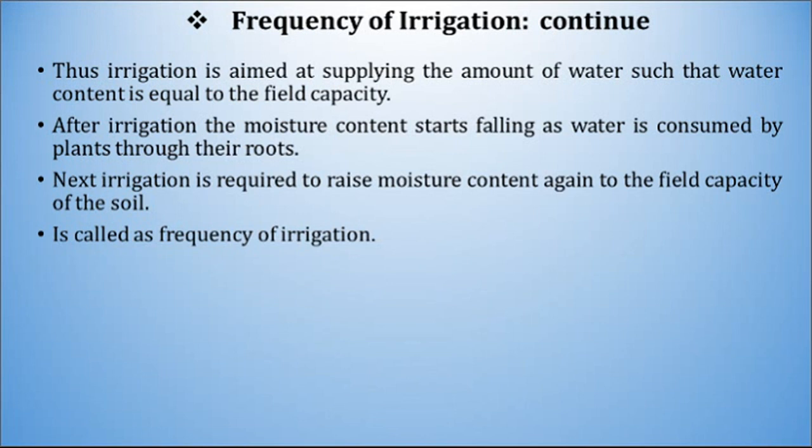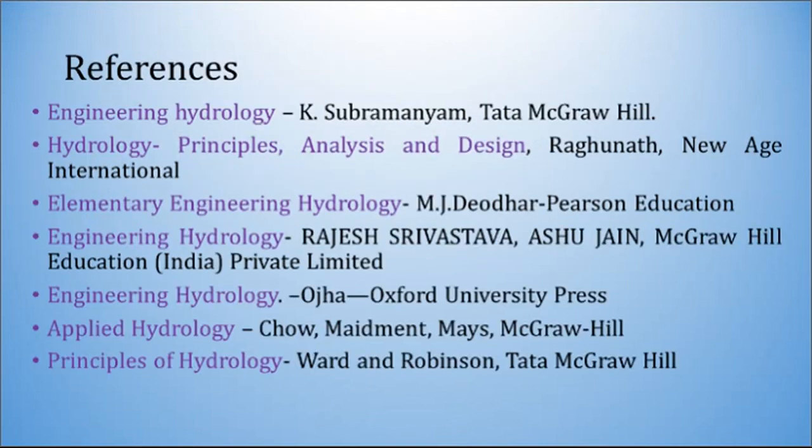Thus, irrigation is aimed at supplying the amount of water such that water content is equal to the field capacity. After irrigation, the moisture content starts falling as water is consumed by plants through their roots. Next, irrigation is required to raise moisture content again to the field capacity of the soil. This is called the frequency of irrigation. I hope you have understood the concepts.